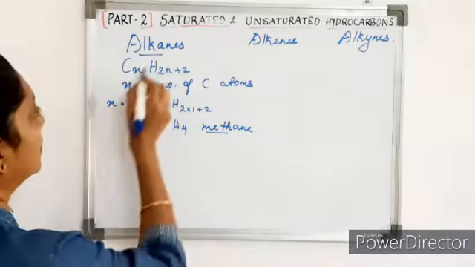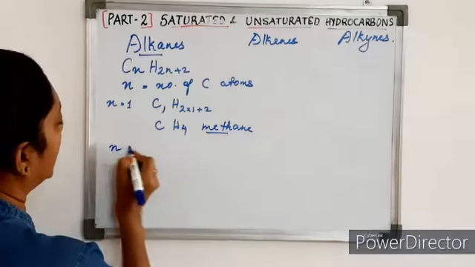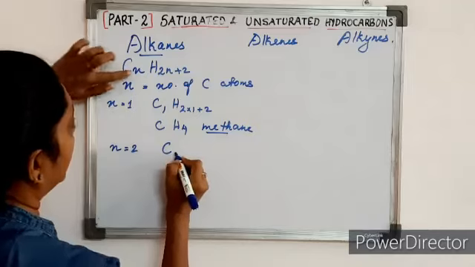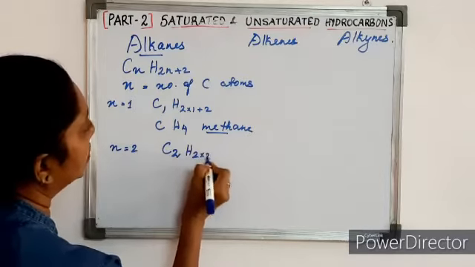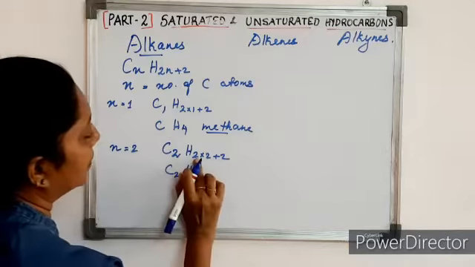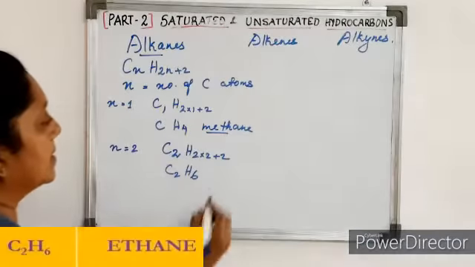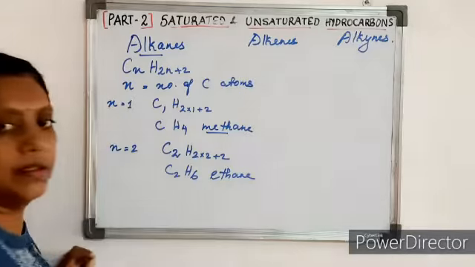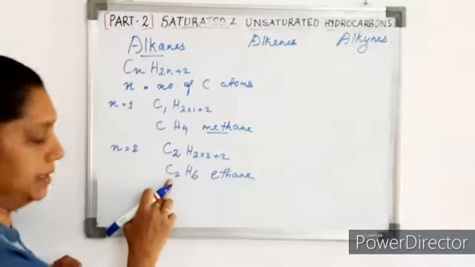Okay. So if we want to find the formula for the second member, we have to put n equal to 2. That is CnH2n+2, C2H(2 into 2 plus 2), that is C2H(4 plus 2), C2H6. This is our ethane. So this is the second member having 2 carbon atoms.